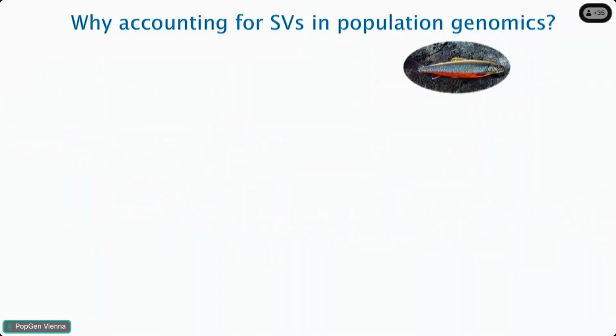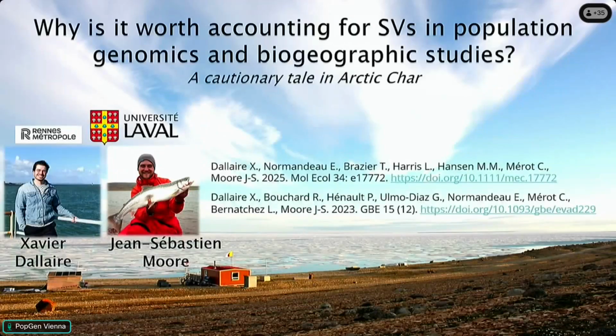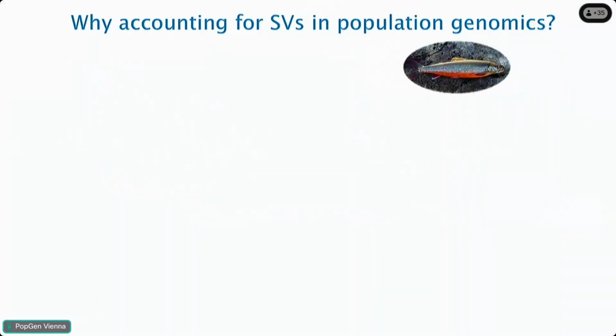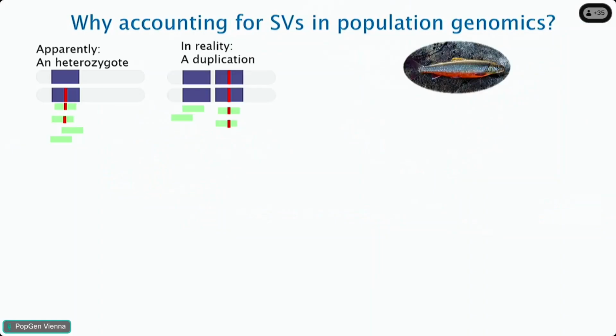So why account for structural variants in population genomics? Perhaps coming back, Xavier is working on the Arctic char. That's the beautiful fish here, which is a very important fish for northern communities in the Canadian Arctic. And he was doing some basic population genomics and calling SNPs. What he figured out is that lots of heterozygous SNPs were not really SNPs, they were duplications. That's known, that's also observed in plants.